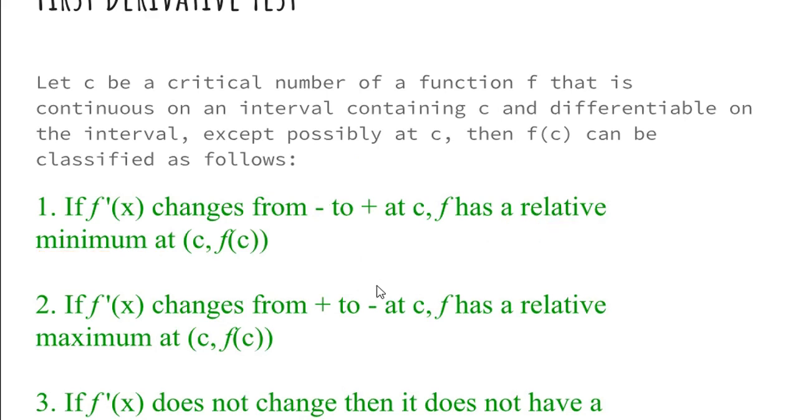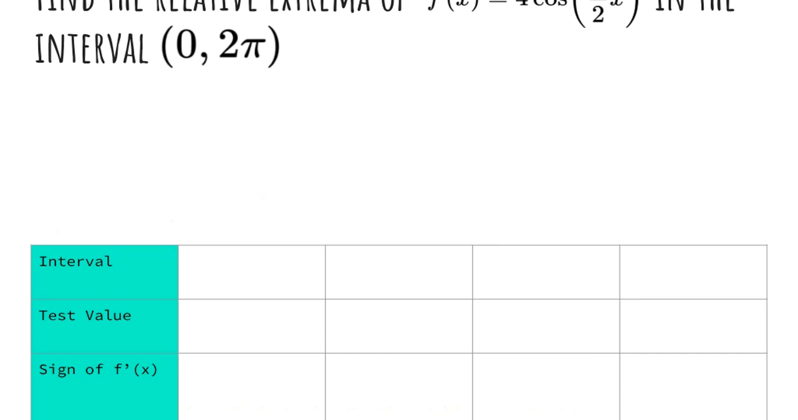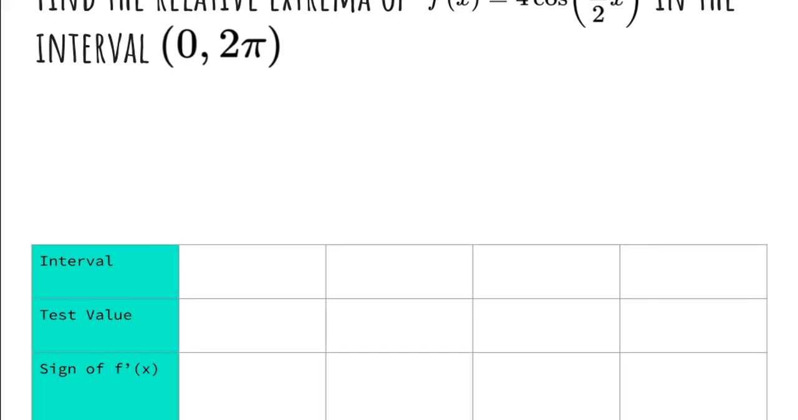So let's actually start classifying. We're going to find the relative extrema of 4 cosine of 3/2 x in the interval 0 to 2 pi. So this time when I create my intervals, it's going to start at 0 and end at 2 pi, not from negative infinity to infinity. So I'm going to start by taking the derivative.